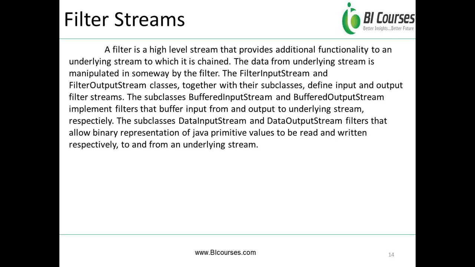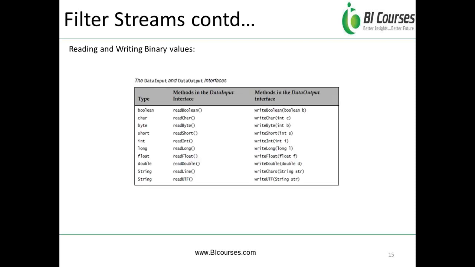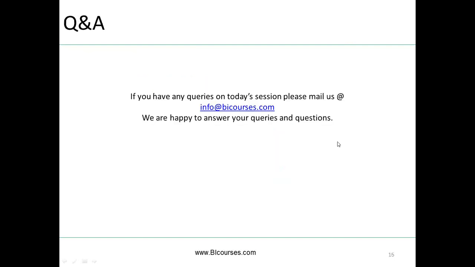In the same way, data input stream and output stream filters allow binary representation of Java primitive values to be read and written respectively. So for reading and writing binary values, we can use read boolean, read char. For every data type we have these methods in the data input and output interfaces. So read boolean, char, byte, short, and write boolean.